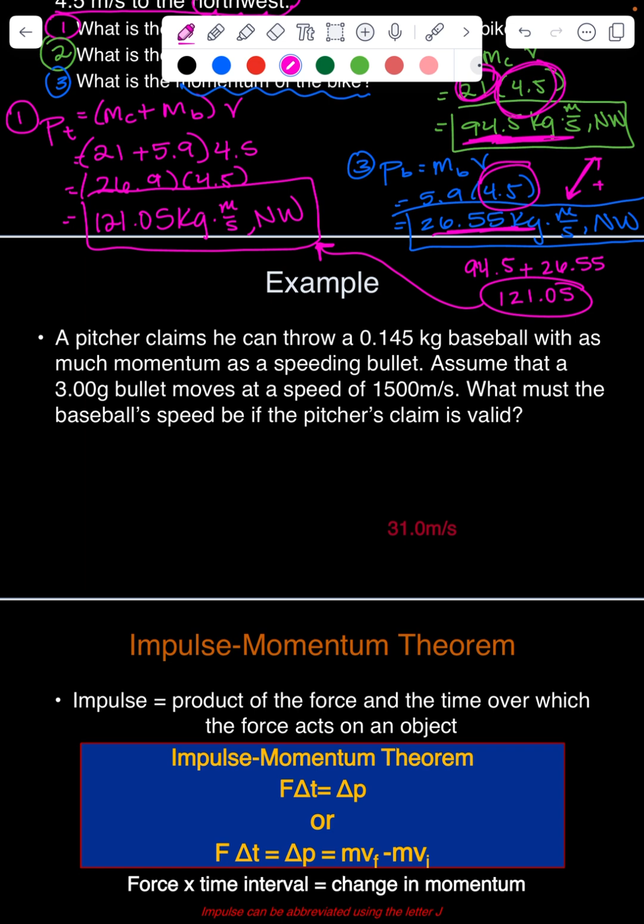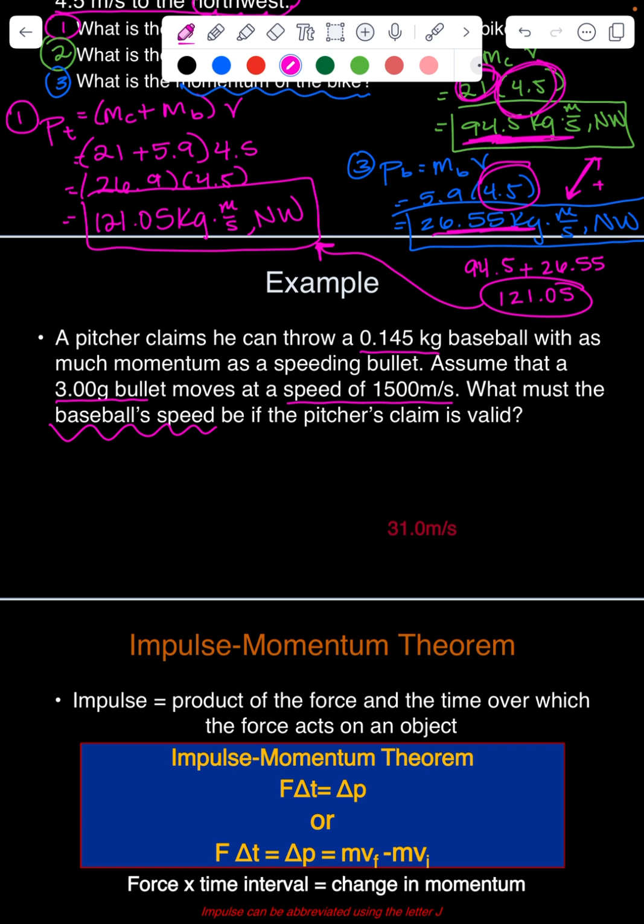So today we have a pitcher who claims he can throw a 0.145 kilogram baseball with the same momentum as a speeding bullet. I want to assume that the bullet has a mass of 3 grams and moves at a velocity of 1,500 meters per second. I want to know, what will the baseball speed be if the pitcher's claim is valid?